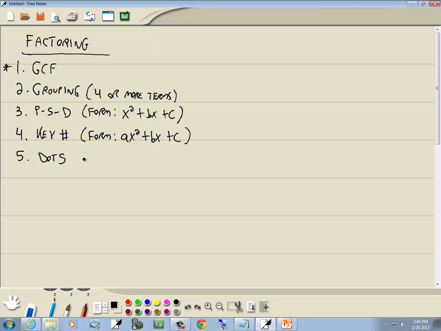Then we have DOTS, difference of two squares. This is two terms with a minus between them. Though we've seen that they don't have to exactly be terms, you just have two somethings, as long as you can write it as something squared minus something else squared. So two terms with a minus between them.